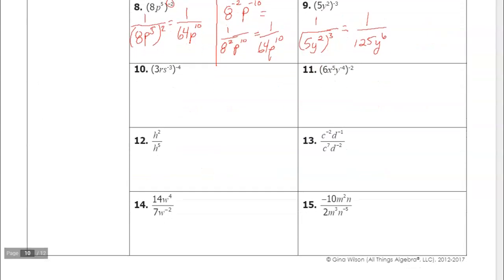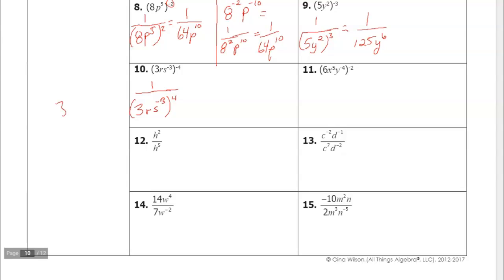I'll finish up these next 3 here. Continuing the same pattern, I have 1 over 3rs to the negative 3. And I'll come back to that s in a minute. It's okay that it's negative. So 3 to the 4th power is 81.